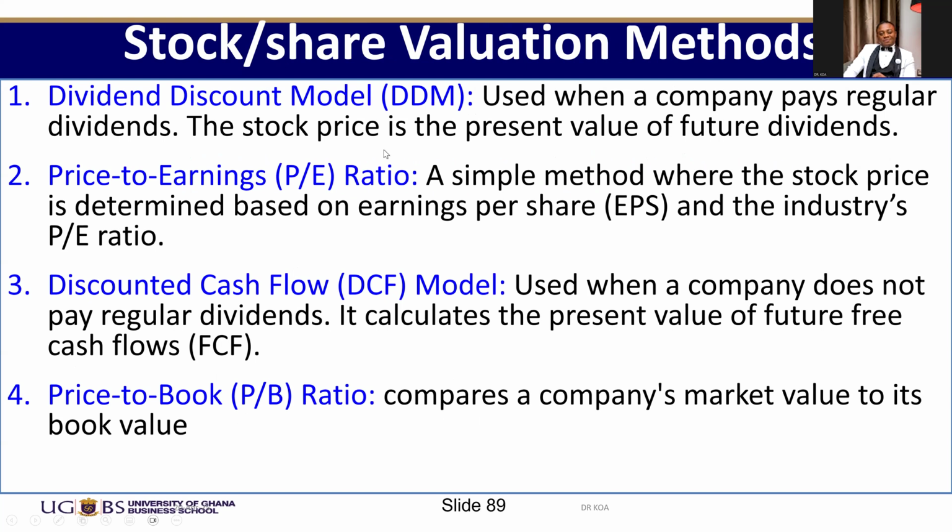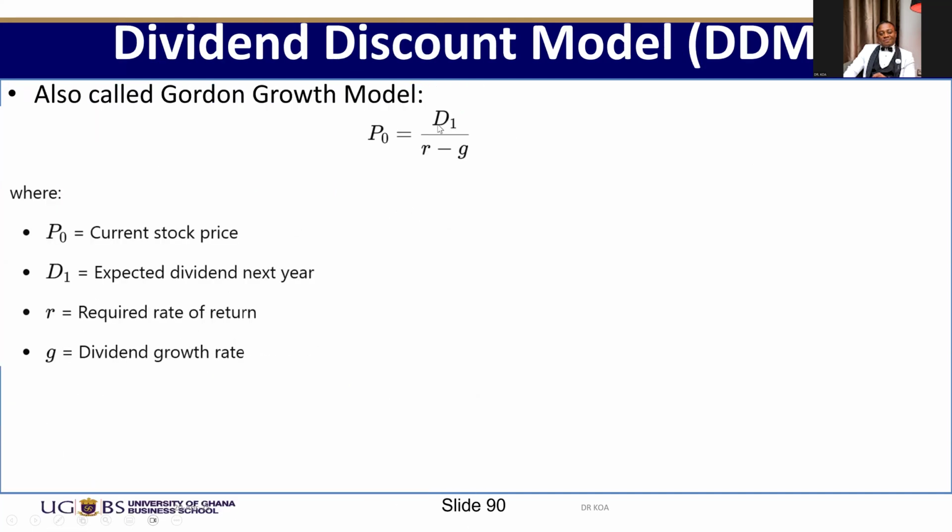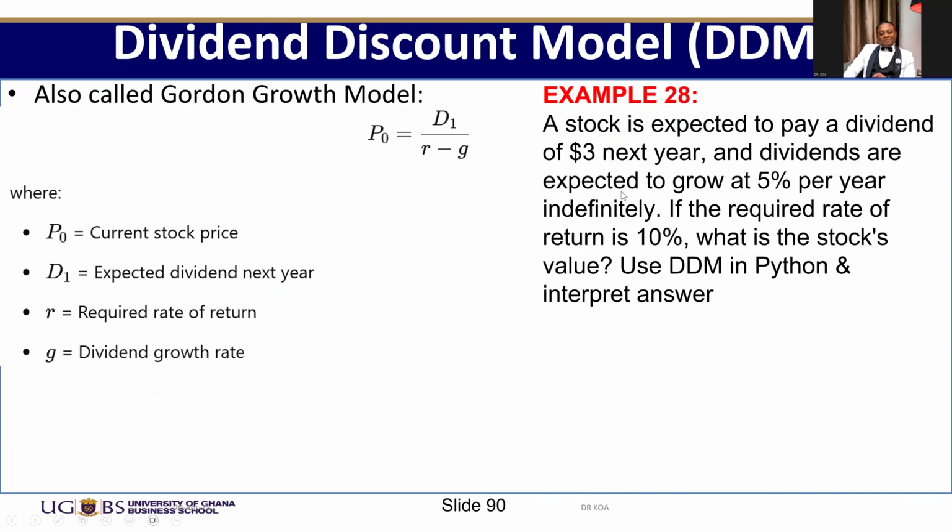Now, there are several methods you can use. I told you that these are self-reading. That's why I'm moving fast. There are several methods you can use to do stock valuation. Number one is the dividend discounted model. You have the price to earnings ratio, the DCF, the price to book. Okay, each one of them has been explained. And in fact, the dividend discounted model, I have a question on that here. Once you know the formula, you know the model, you can analyze it.